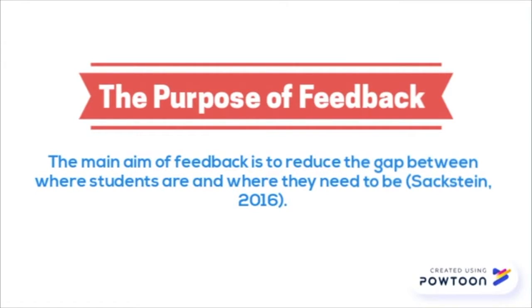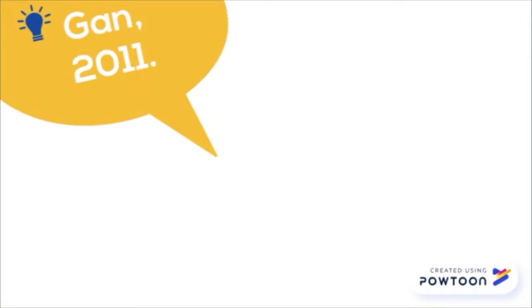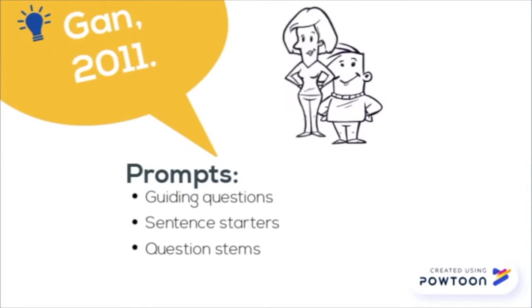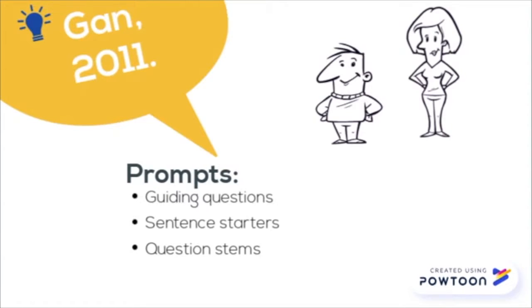The main aim of feedback is to reduce the gap between where students are and where they need to be. According to William and Saxton, the advantages of using peer feedback to do this is that students tend to receive feedback from their peers more positively than from their teacher. However, this is only if students have the knowledge of how to provide effective feedback. Research by Garn states that prompts set by the teacher help students to provide effective peer feedback.